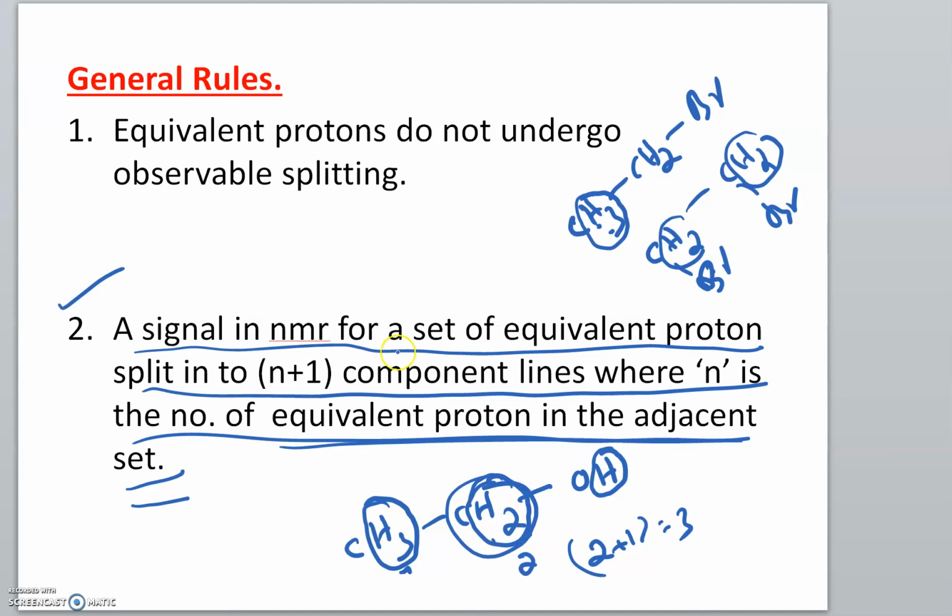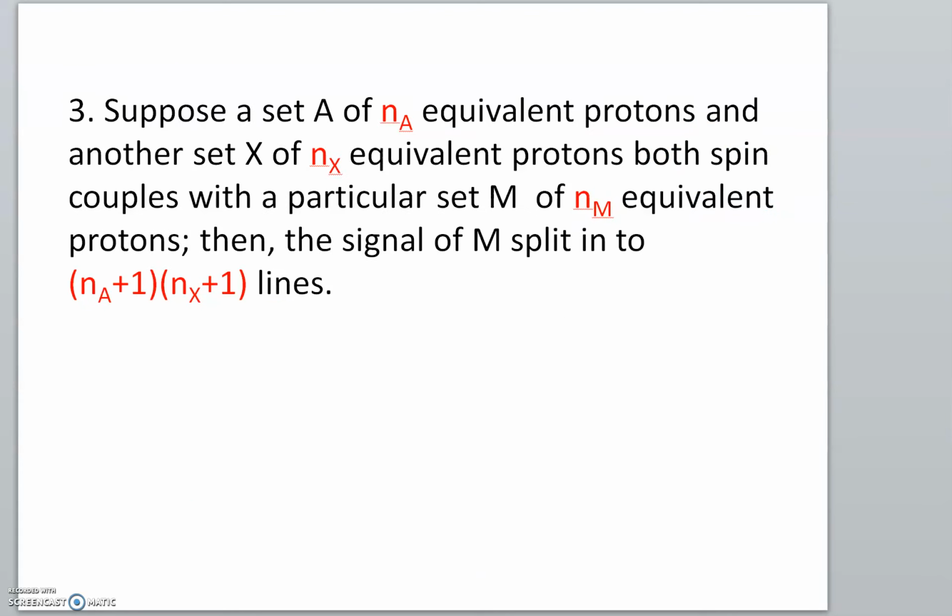A signal in NMR for a set of equivalent protons splits into n+1 component lines, where n is the number of equivalent protons. If there are 3 equivalent protons nearby, therefore this line splits into 3+1, 4. If there are 2 neighboring protons, it splits into 2+1, 3, like that. Okay. And that is the third point.